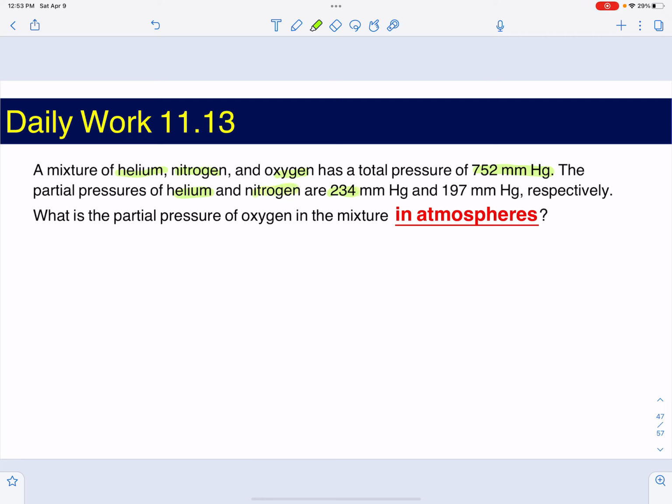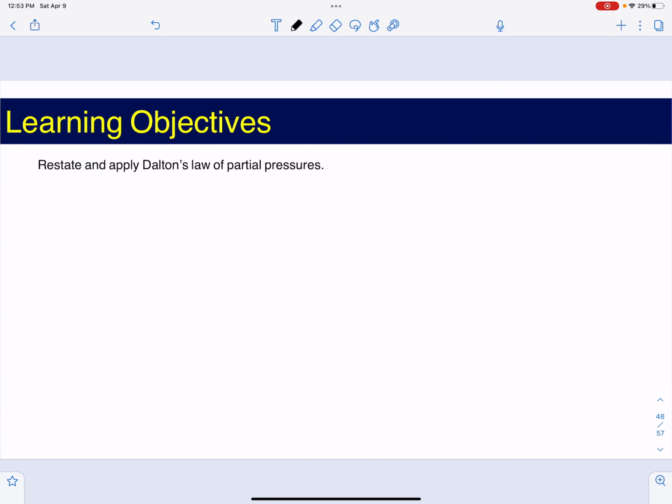2 of the pressures are given. And you're supposed to find how much the oxygen is contributing, but you need to find it in atmospheres. So you know what you need to do. That shouldn't be a hard problem for you. And once you do that, we can say that you truly understand Dalton's law of partial pressure. When you have a mixture, the pressure of each one of the components is a partial pressure because it's not the total pressure, right? So this is going to be a very short part of the lecture.